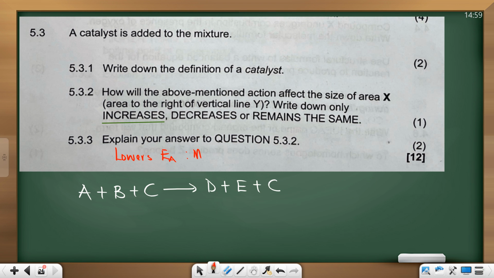So that more particles will then what? Have enough what? Kinetic energy above. Let me ask you one more. Why is there no stoichiometry here? Nonsense. Need to look for one with a stoichiometry. We need to look for one.